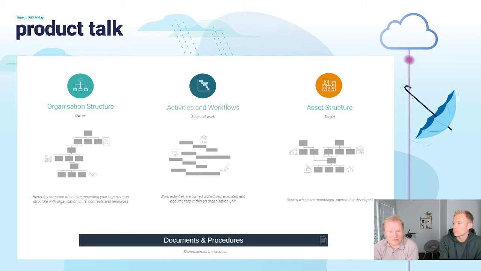You have the organization structure, of course, that you are familiar with from previous sessions, which describes how you are organized. And then we have all the activities and workflows, which is basically the scope of work. And then the target, which is the asset structure. So today it's all about the activities.